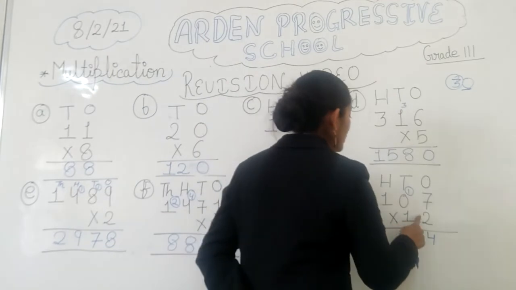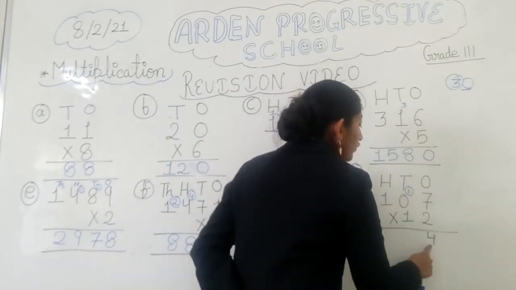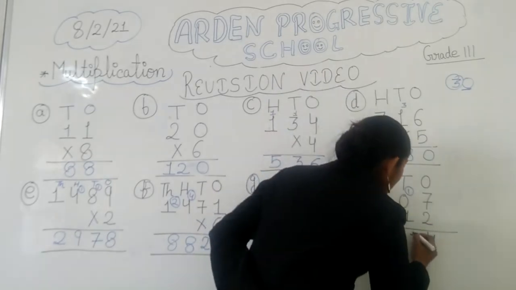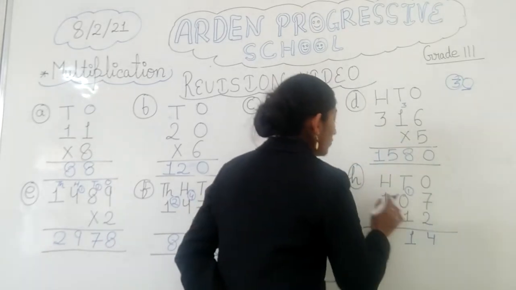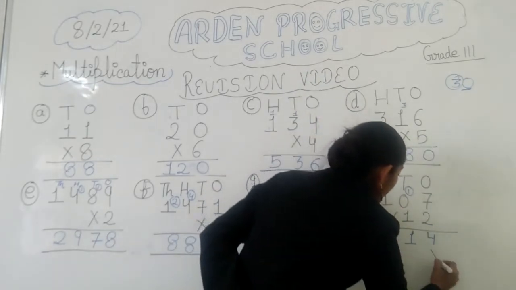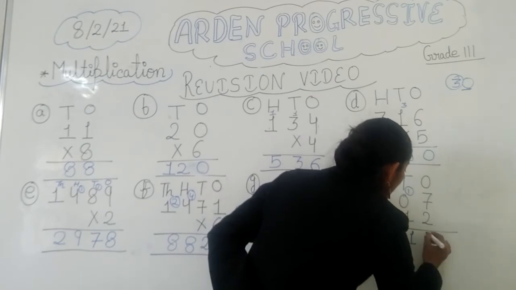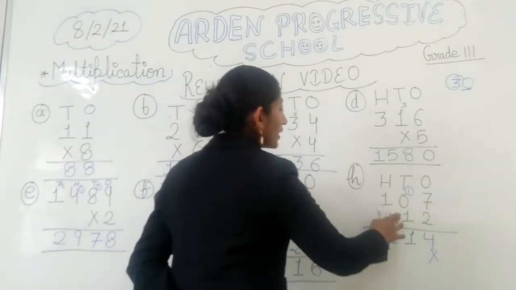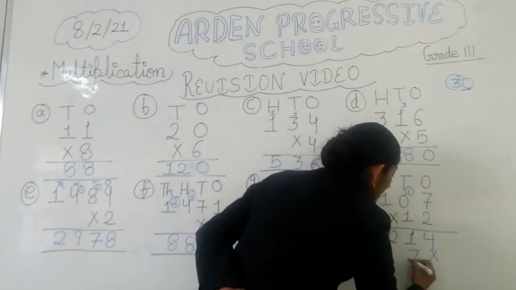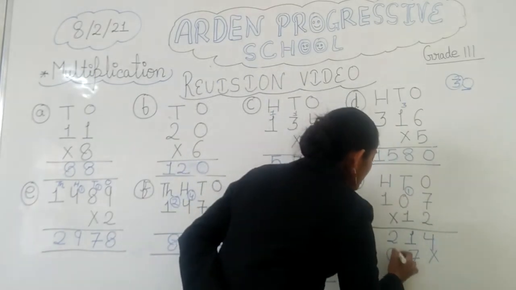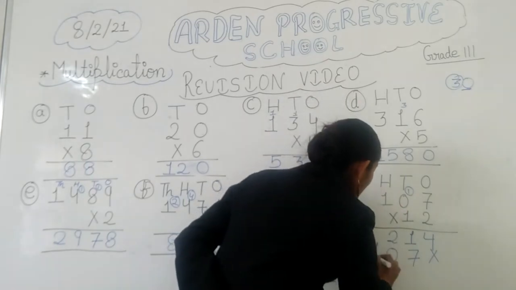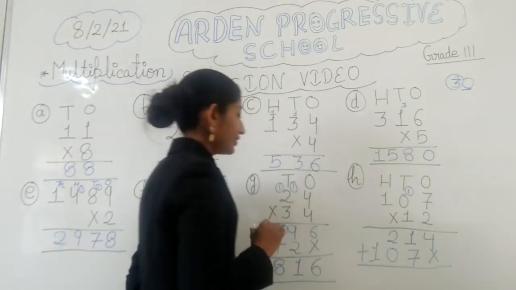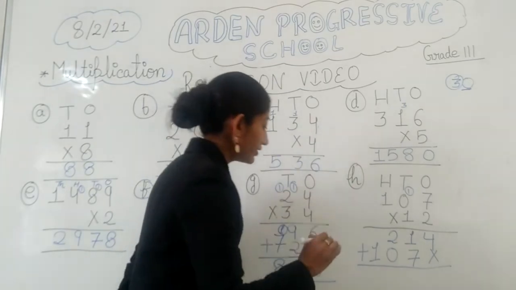So 7 2s are 14, 4 and 1 carry. 2 into 0 is 0 and then 1 is here and then 2 1s are 2. After that, what is there? After that, 1. 1 into 7 is 7. 1 into 0 is 0. And 1 into 1 is 1. After that, what do we have to do? After that, we have to do addition.